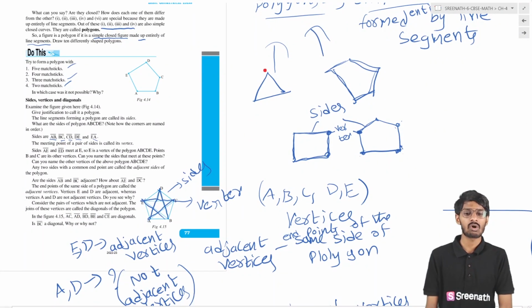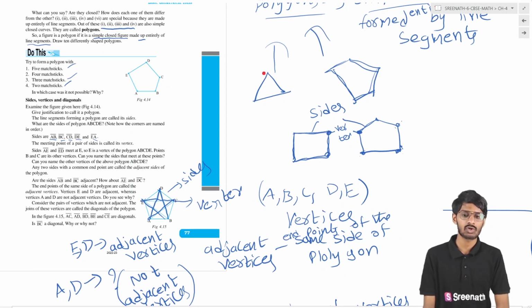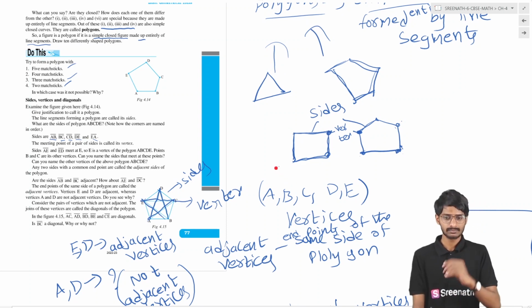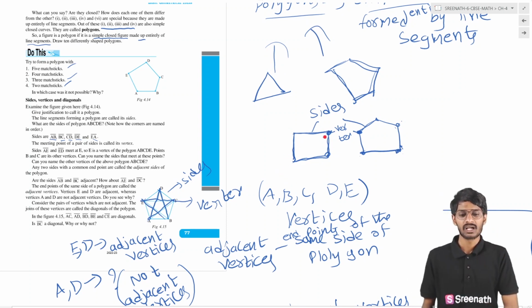The line segments we call the sides of the polygon, and whenever two line segments intersect, we call that the vertex. So this is the vertex, this is the vertex, this is the vertex. Okay, students. And what are the diagonals?